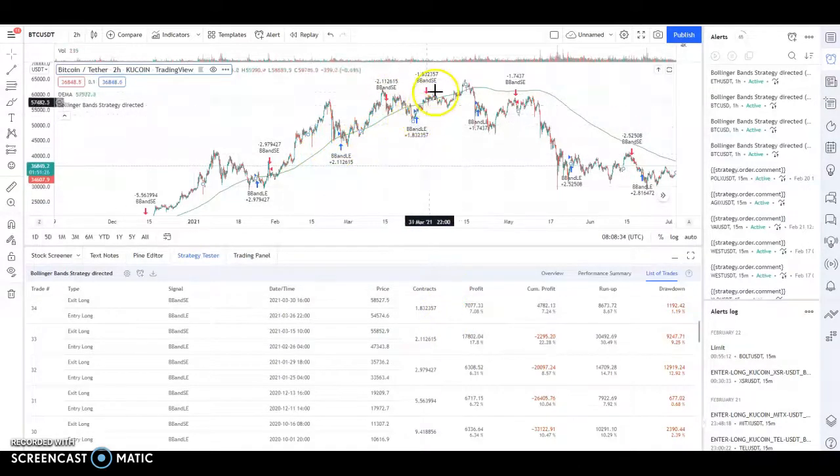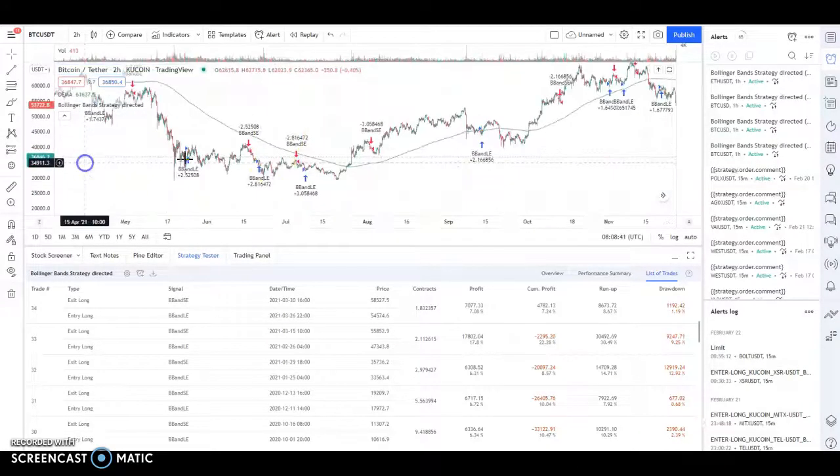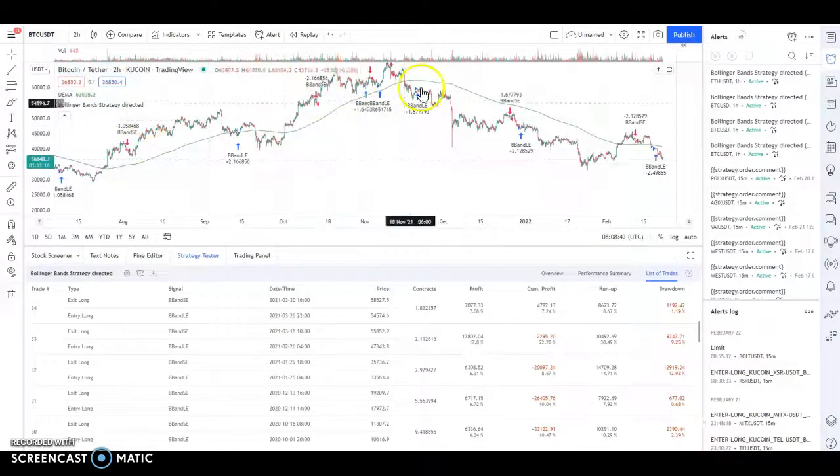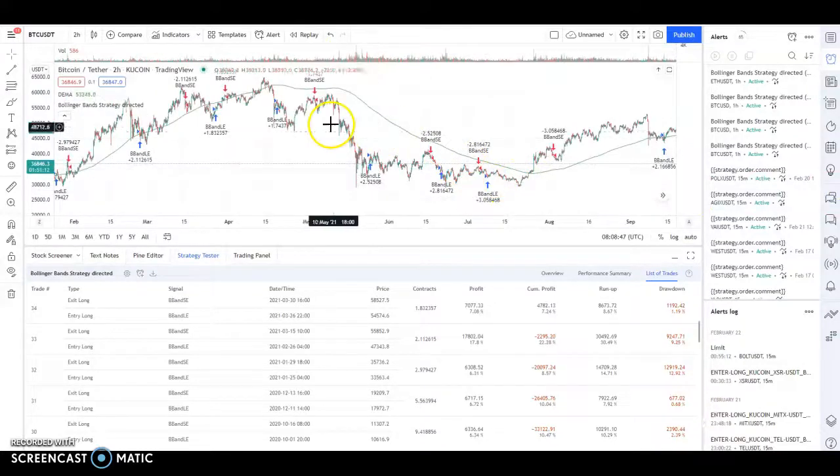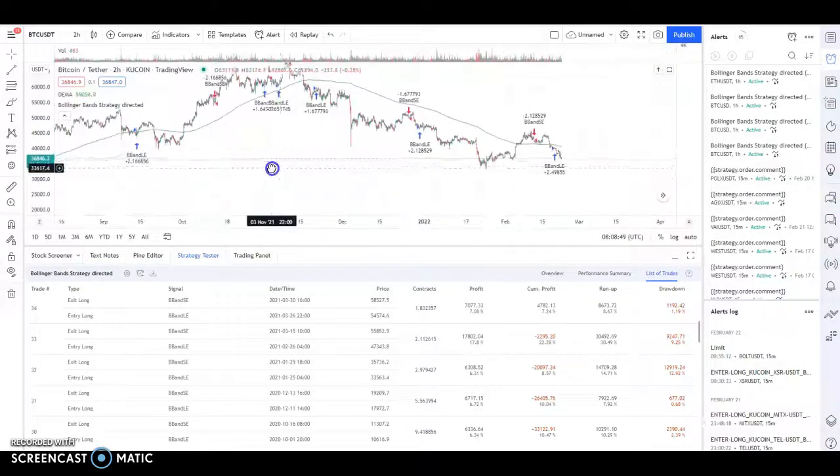And then we did miss this little trade. But we caught this part of the bull market. We caught this little bit of the bull market. Caught this whole part of the bull market. Missed all those bad trades there. Missed all these bad trades here.